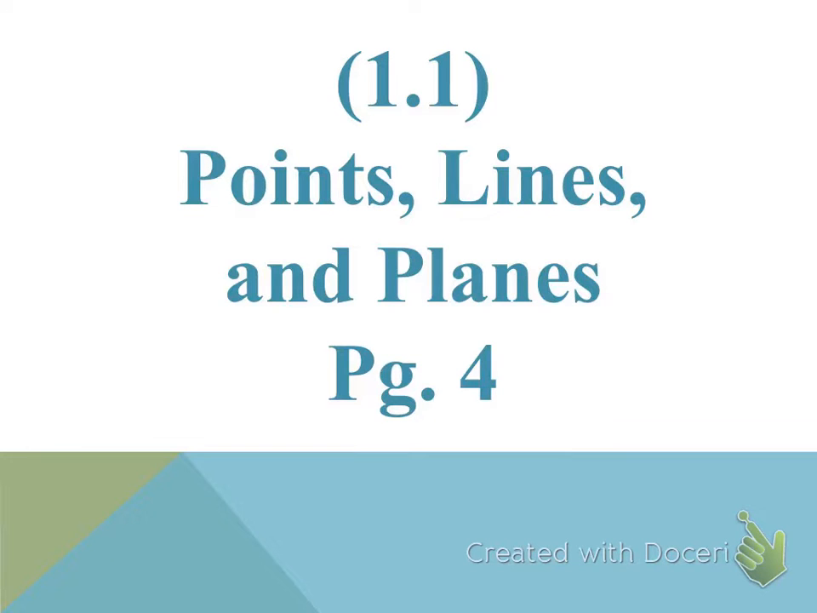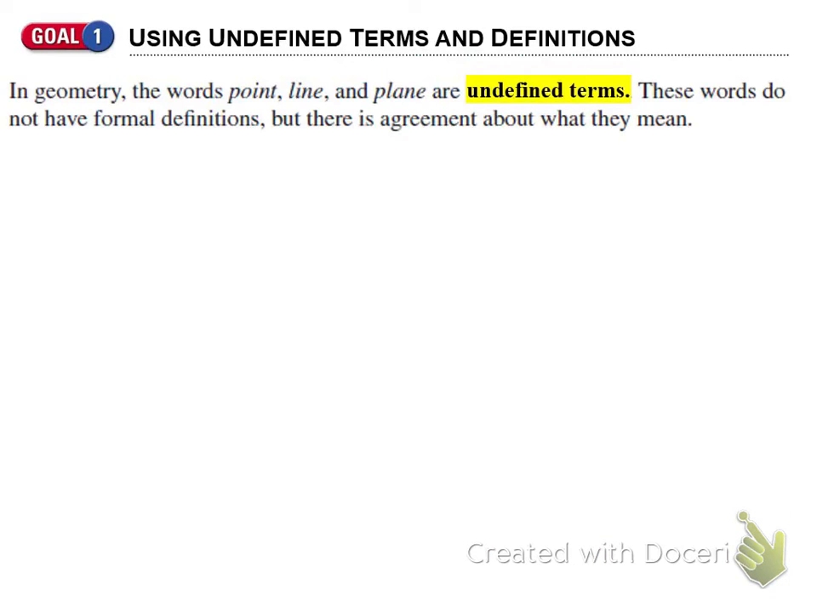Going to talk about points, lines, and planes, 1.1. Point, line, and plane are undefined terms. They're undefined because if you had to describe a line to me, how would you describe a line? It's a straight line. You have to use the word to define the words. That's why they're called undefined.